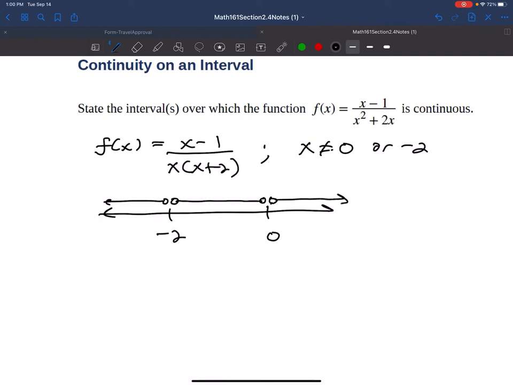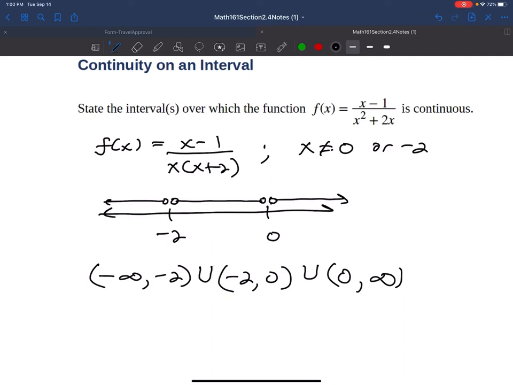Okay, and so there's 3 intervals there where the function is continuous, and notice I put open holes around -2 and around 0 because I don't want to include those. So the way I write those intervals is the first interval is -∞ to -2 with parentheses around both. The second interval is -2 to 0 with parentheses, and the third interval is 0 to infinity. And then when I have 3 intervals that I want to team up with each other to make a larger interval, I just put the little union symbol between them.